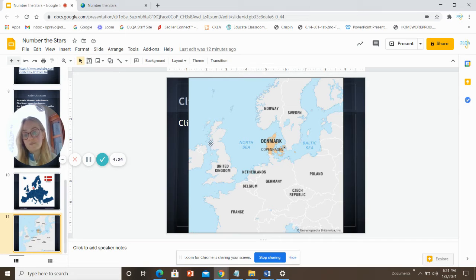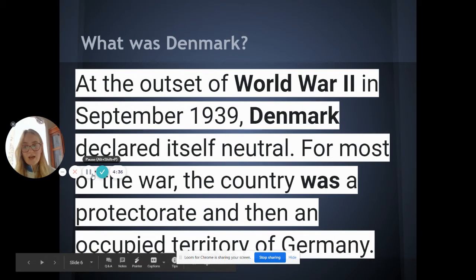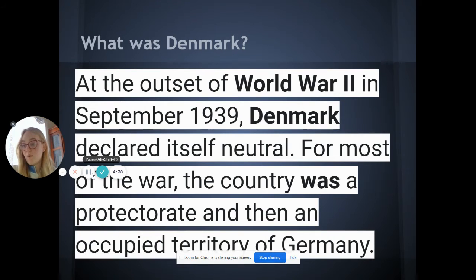And that's why the United Kingdom joined the war, and later France joined the war, and it just kept growing and growing and growing until pretty much most countries were involved in this war. So like I said, Denmark did not really want to take a side, and they did not want to get involved in this huge war.